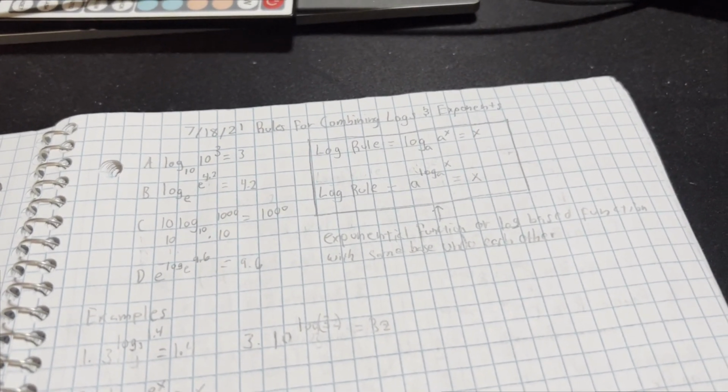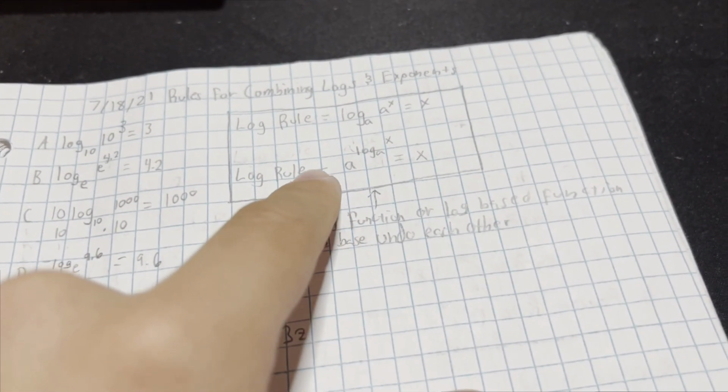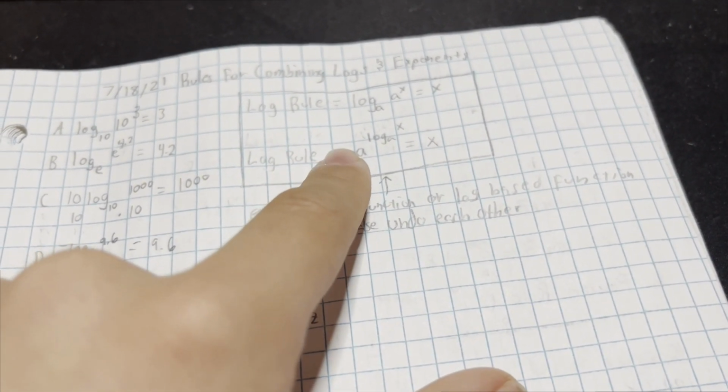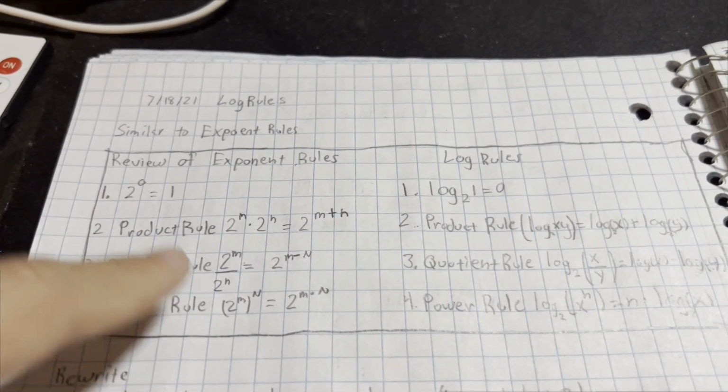Rules for combining logs and exponents. Remember a little bit of this. So the log rule: log base a of a to the x equals x. Don't remember that. I don't think I'm even saying them right. Review of exponent rules. Yeah, I remember this. This was like basic algebra.